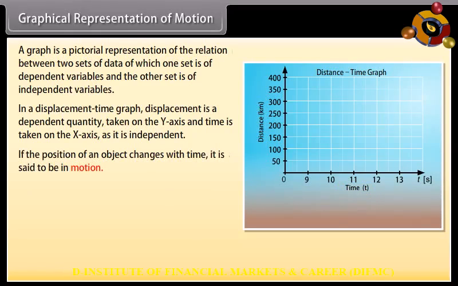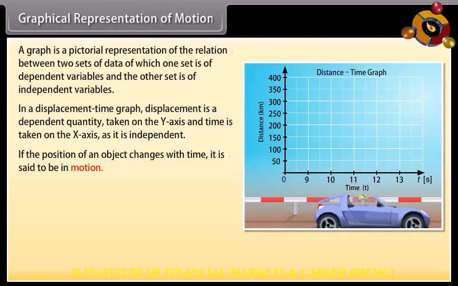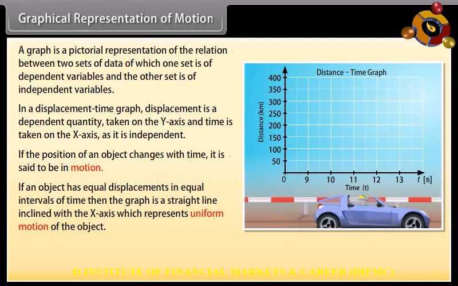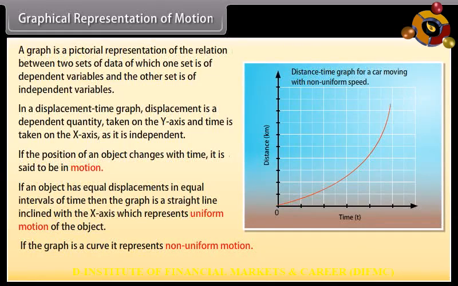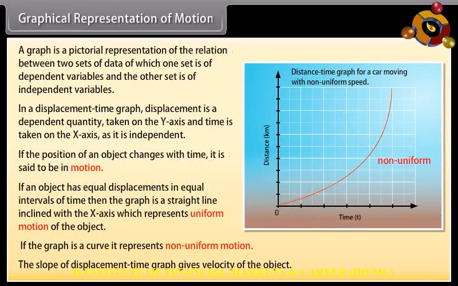If the position of an object changes with time, it is said to be in motion. If an object has equal displacements in equal intervals of time, then the graph is a straight line inclined with the x-axis, which represents uniform motion of the object. If the graph is a curve, it represents non-uniform motion. The slope of displacement time graph gives velocity of the object. We will go through this in detail after a short interactivity.